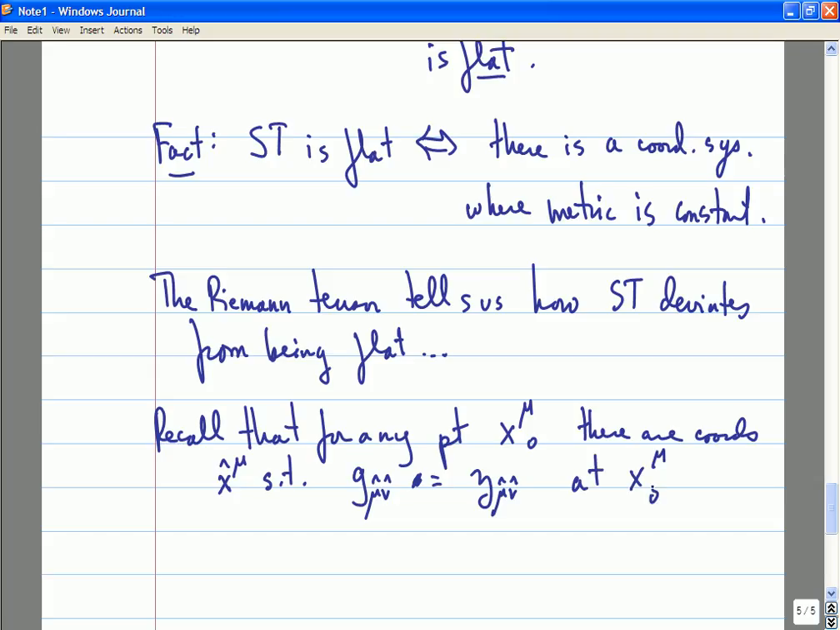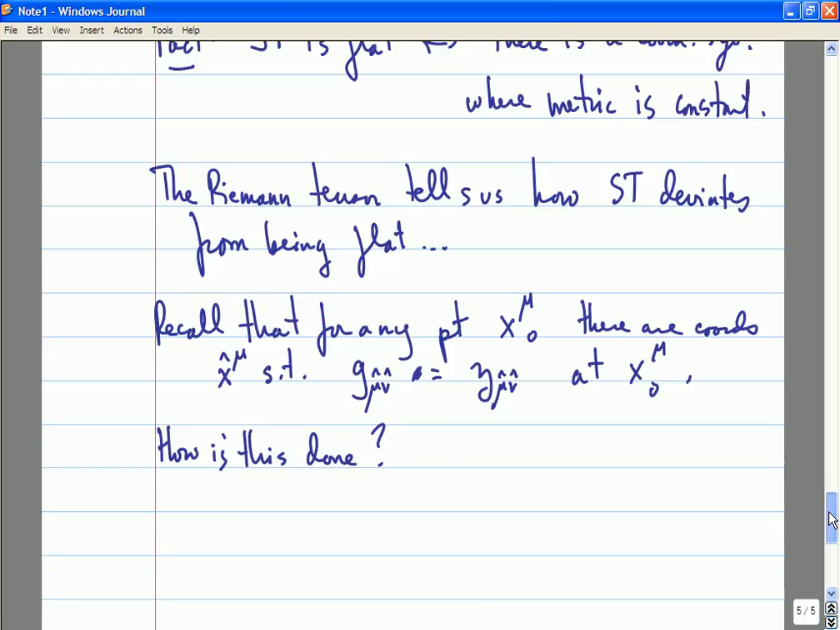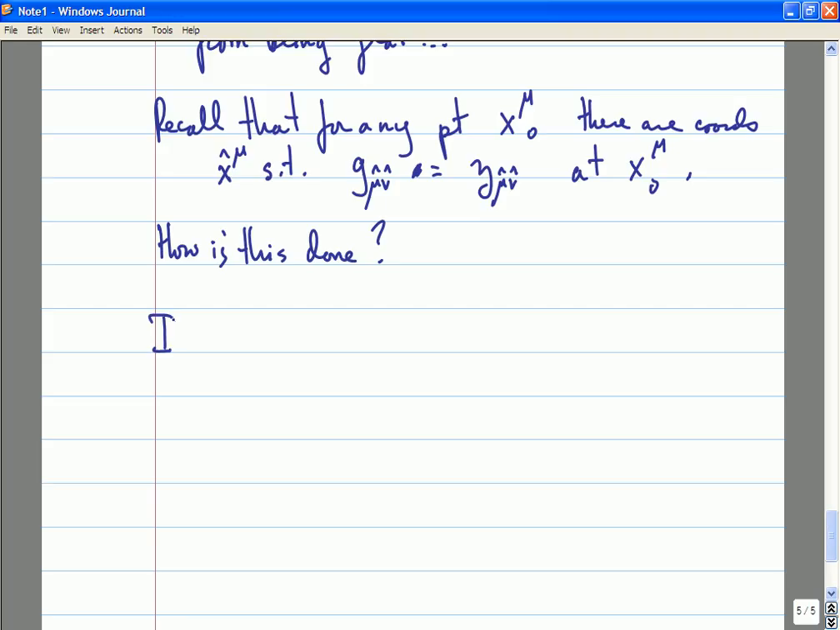So we could then ask the question, how would we go about finding those coordinates? So how would we go about finding these x hat coordinates where the metric will be equal to the Minkowski metric at a given point? So let's just imagine that we were starting in some coordinate system x mu coordinates with some metric g mu nu.